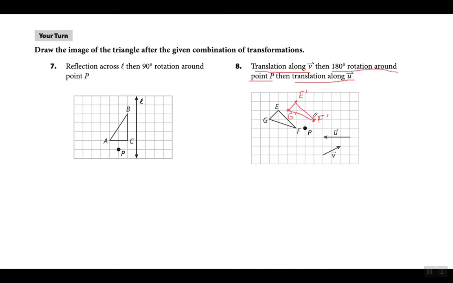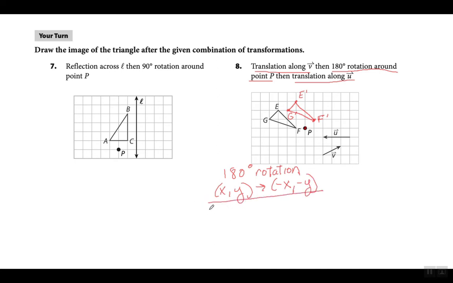Okay, next one is a 180-degree rotation around point P. Here's point P. I'm going to do the same technique I used last time. I'm going to think about it as if it's 0, 0, and that'll allow me to use the rules. So a 180-degree rotation, the rule is x, y is going to become -x, -y.